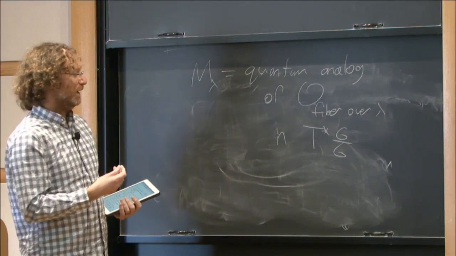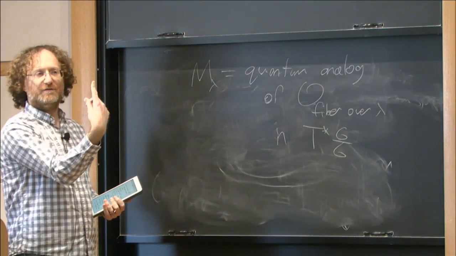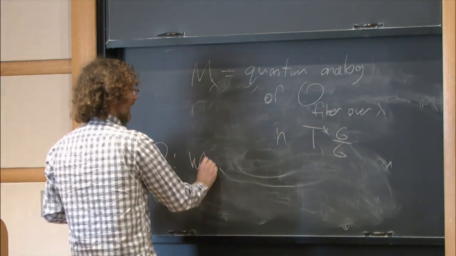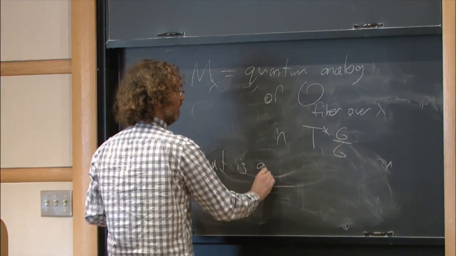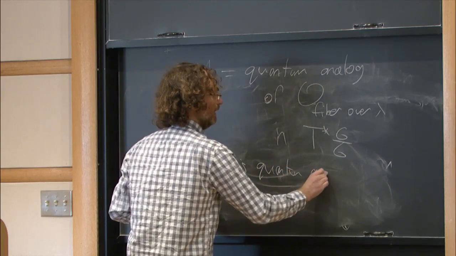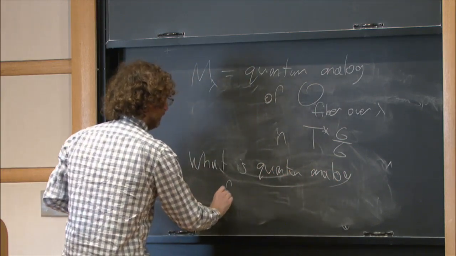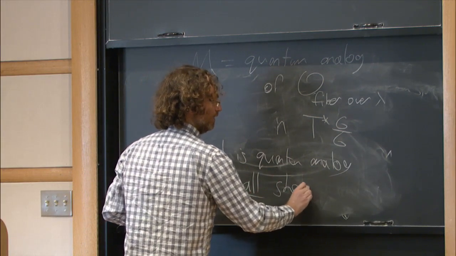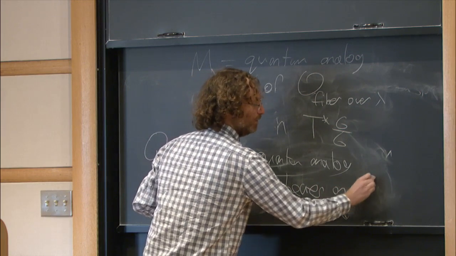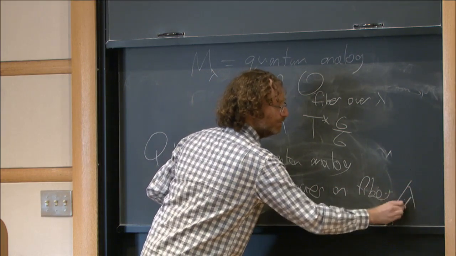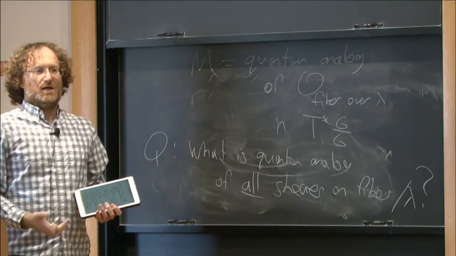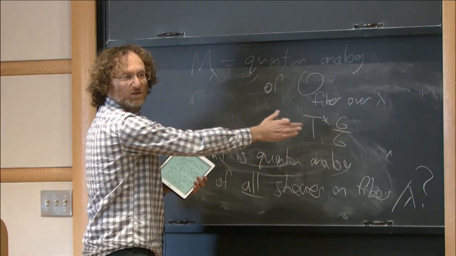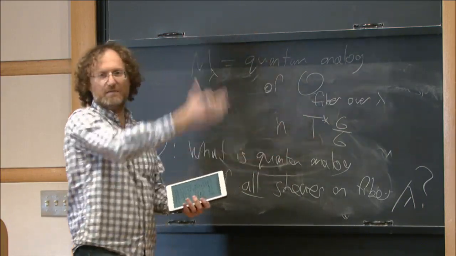But what I'd like to do is not just have the structure sheaf of a fiber. I'd like to have an analog. So here's a question you can ask. What is the quantum analog of all sheaves on the fiber over lambda? I'd like to have an actual spectral decomposition. I'd like to take, say, all coherent sheaves on this space. And there I can study them fiber by fiber.